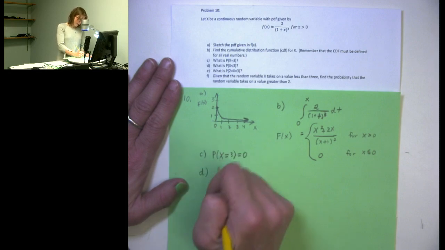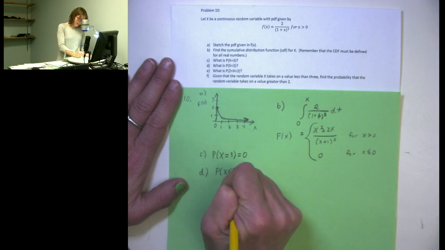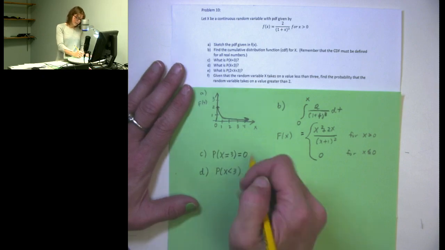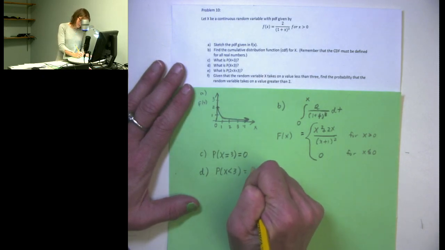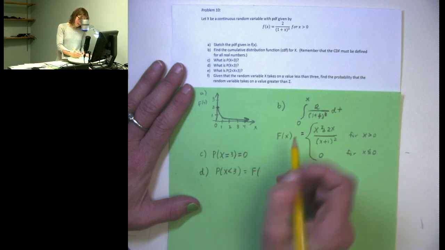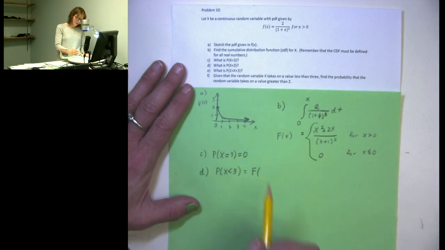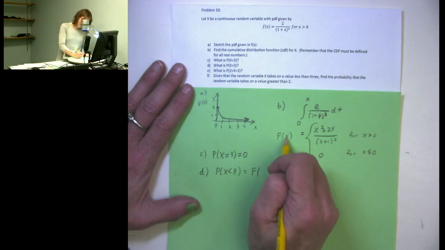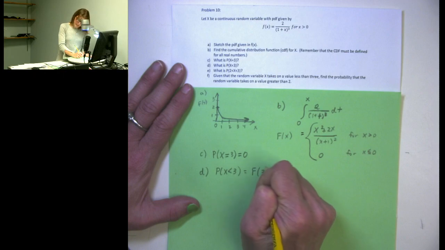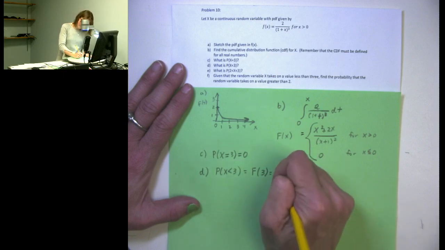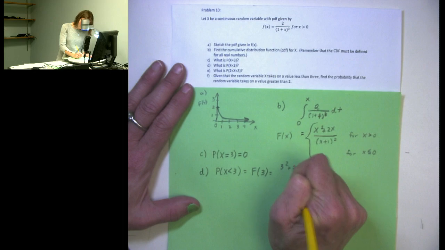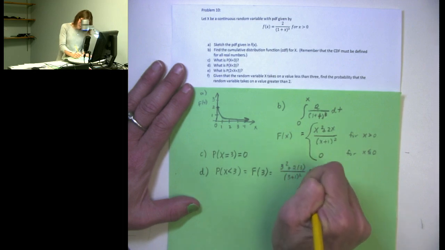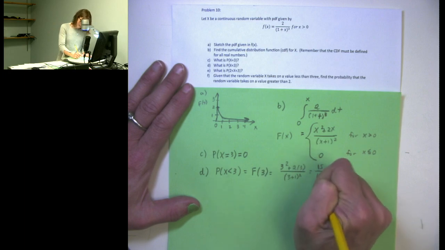For D, if I want to find the probability that x is less than 3, I can use my cumulative distribution function to do this. The cumulative distribution function tells me the probability that x is less than or equal to a particular value, but since the probability that x is equal to 3 is 0, this is the same as my cumulative distribution function evaluated at 3. So that's going to be (3 squared plus 2 times 3) over (3 plus 1) squared, which gives me 15 over 16.